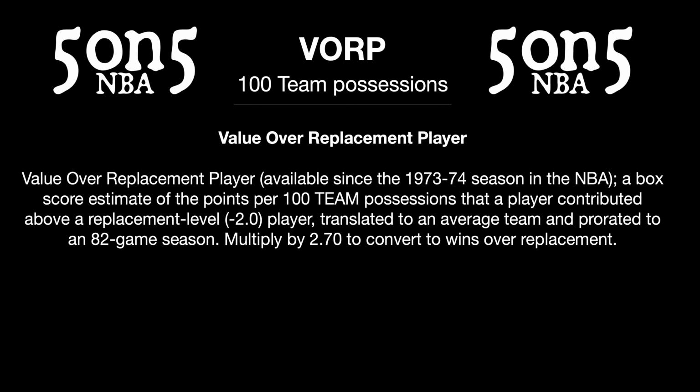We have added VORP to our analysis, and that stands for value over replacement player. Value over replacement player, available since the 73-74 season in the NBA, is a box score estimate of the points per 100 team possessions that the player contributed above a replacement level, minus 2 type of player, translated to an average team and prorated to an 82-game season, multiplied by 2.7 to convert to wins over replacement.